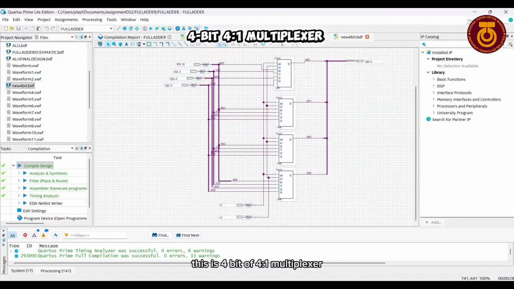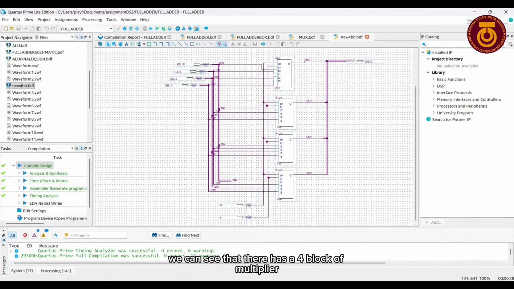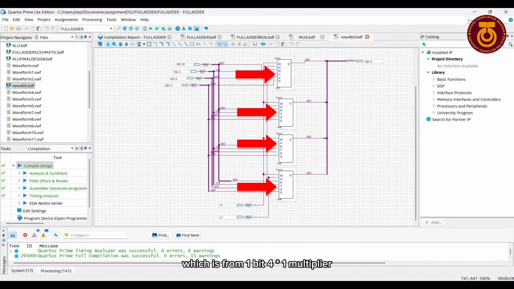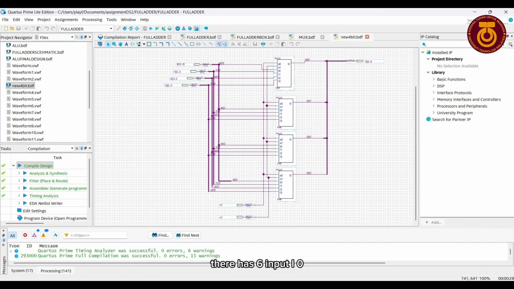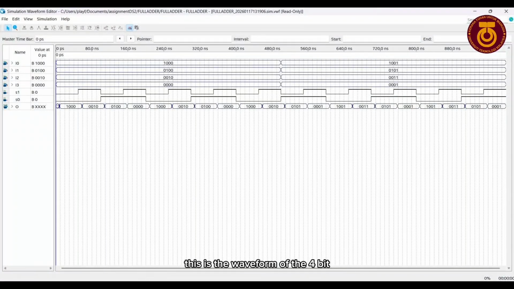This is the 4-bit 4x1 multiplexer. We can see that there are 4 blocks of multiplexer, which are from the 1-bit 4x1 multiplexer that has been converted into a block diagram. It has 4 block diagrams, meaning that it has 4 1-bit 4x1 multiplexers. There are 6 inputs: I0, I1, I2, I3, S0 and S1, and the output is only sum. This is the waveform of the 4-bit 4x1 multiplexer that we ran in Quartus Prime.